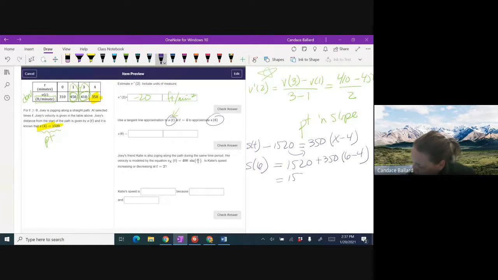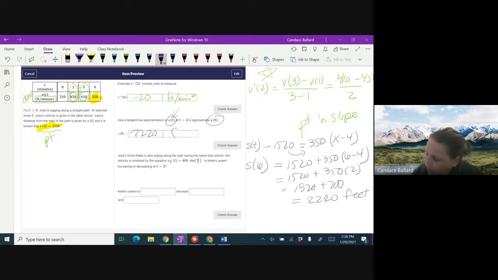So let's see, 1520 plus 350 times 2. Let's see, 350 times 2, is that 700? Is that right? Plus 700. And then 1520 plus 700, 2,220. And our label would probably be feet if we were going to label that, because it was position, right? We're back to position. I don't know if I spelled out feet or I put FT, but I would take both. Okay.